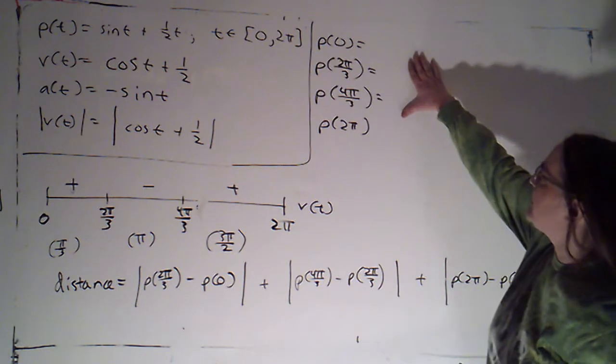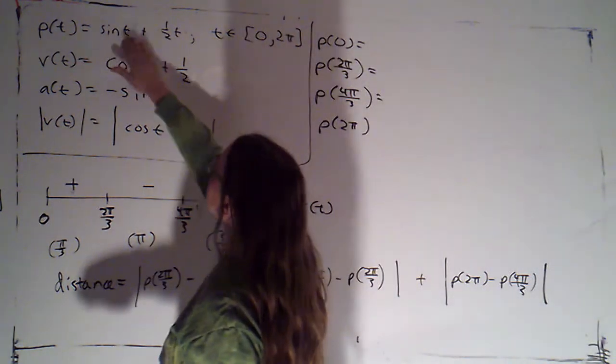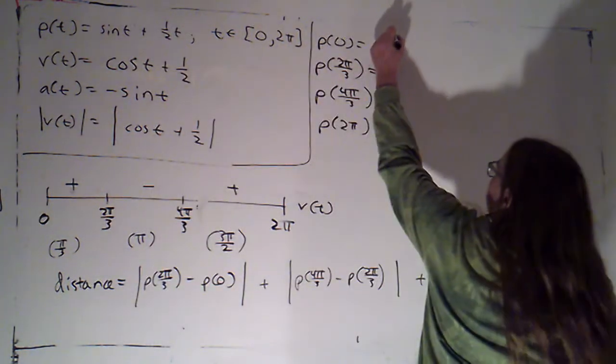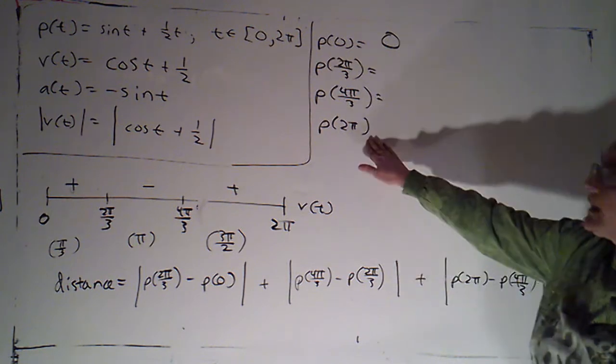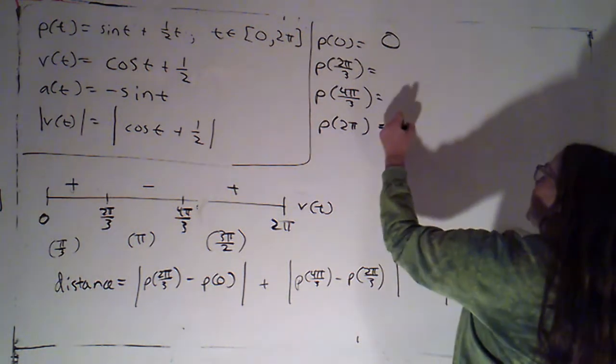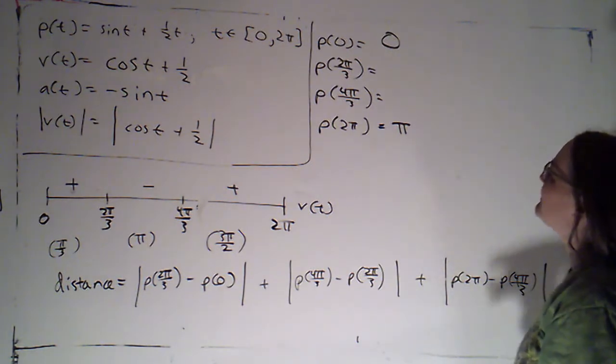Let's just first of all write the positions down up here. Okay. So when I plug in 0, sine of 0 is 0, plus 1/2 of 0 is 0. We'd stated previously we were starting at position 0. And I believe we actually figured out that we were ending at position pi. We've calculated that when we calculated the displacement.